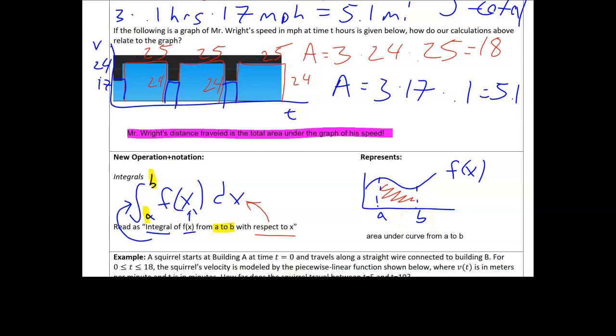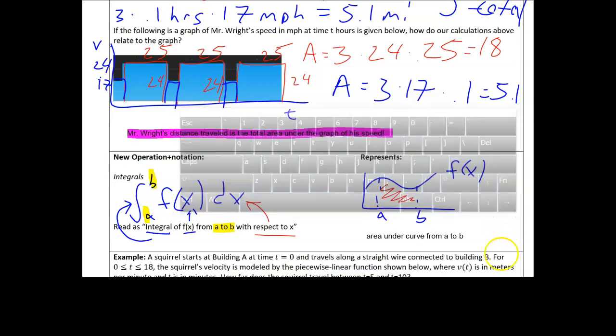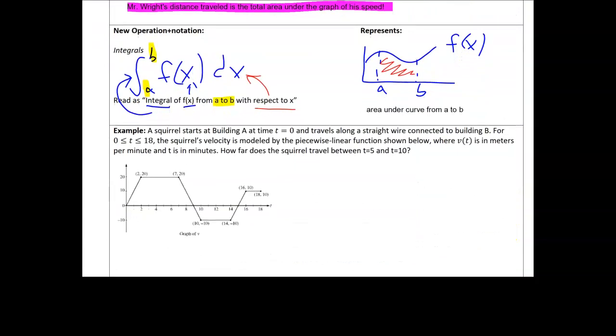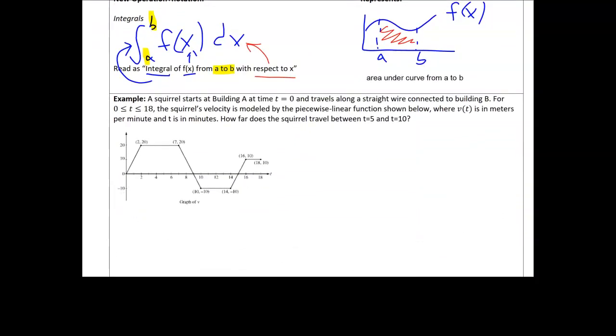So let's now try this in action a little bit. We're going to practice the notation and the idea in this next problem. So in this next problem, we have a familiar scenario. It's straight line motion. So we have a squirrel running along a wire, and we have a graph of the squirrel's velocity. If I were encountering this problem in a while, I would right away annotate that we're dealing with velocity here. And we want the distance the squirrel travels between t equals 5 and t equals 10.